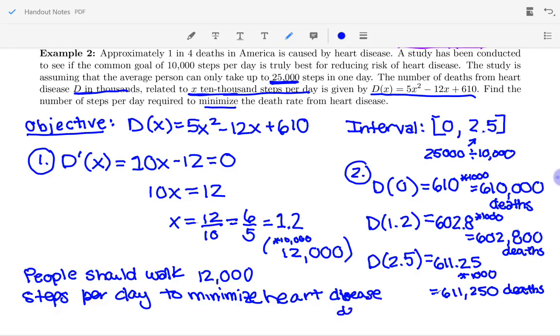And I wouldn't just say heart disease, I guess it's heart disease deaths. Kind of depressing, but we just concluded that 10,000 steps per day isn't the ideal, at least for heart disease. I'm sure there's some other factor they used to come up with 10,000, but according to this study, the magic number would be 12,000 steps per day.